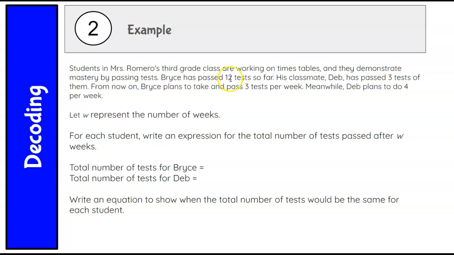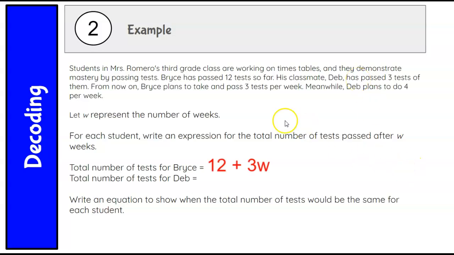So you can see there, Bryce has passed 12 so far, and he's taking 3 per week. So again, you can say, okay, after 1 week, he would have 12 plus 3 times 1. After 2 weeks, he would have 12 plus 3 times 2. Then he would have 12 plus 3 times 3 weeks. 12 plus 3 times 4 weeks. So that thing that's changing every time, that's our variable, which in this case is going to be W. So for Bryce, it's going to be 12 plus 3W.